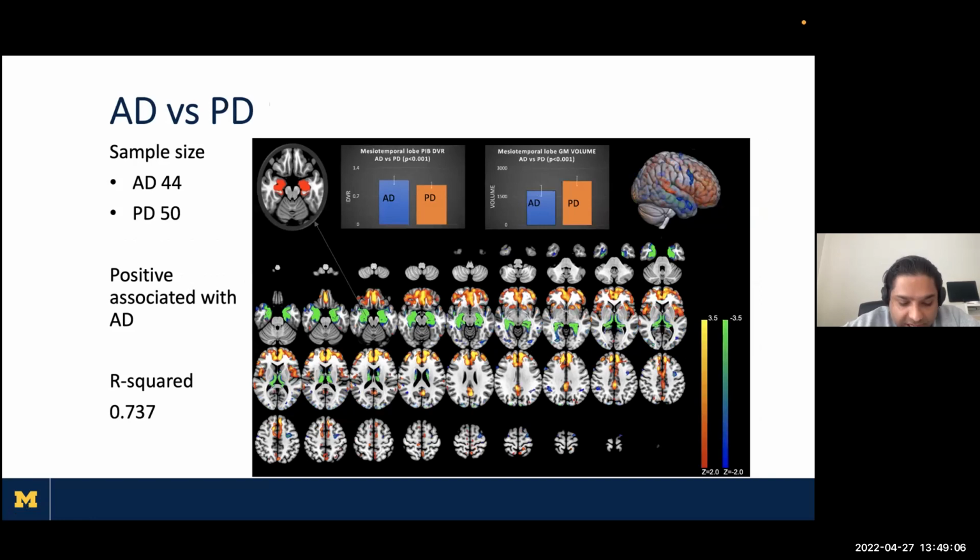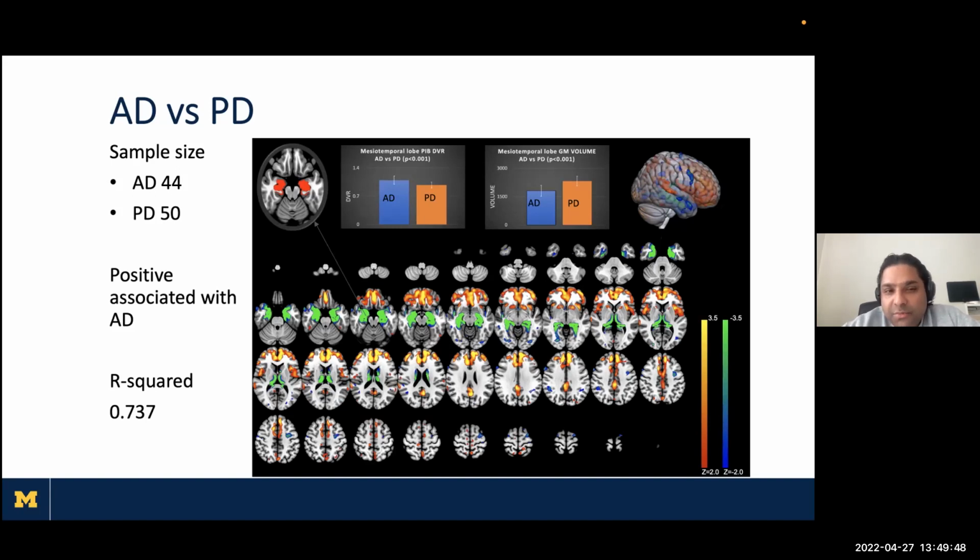Similarly, if we look at the data for AD versus Parkinson's, we see bilateral insula, anterior, mid, and posterior cingulum, and frontal lobe are where we see higher amyloid presence, whereas in PD, it's thalamus proper, fusiform, and caudate. Those are the regions where we see more amyloid presence. A similar case here: AD has higher mean DVR in the medial temporal lobe, whereas compared on volume, it's actually lower.